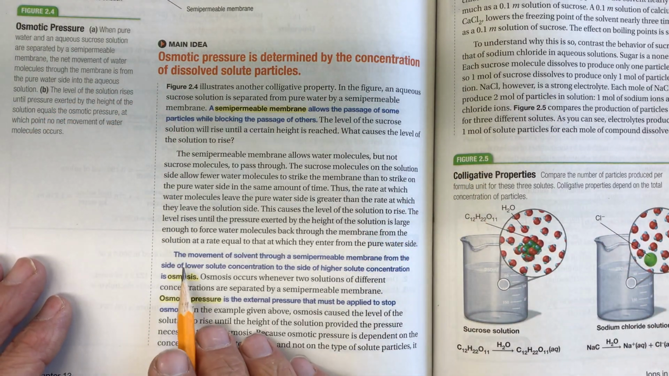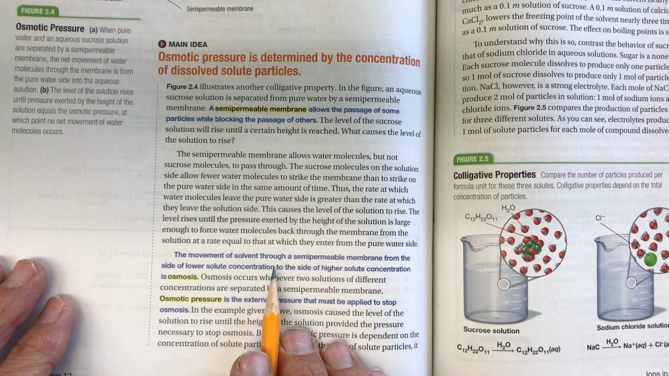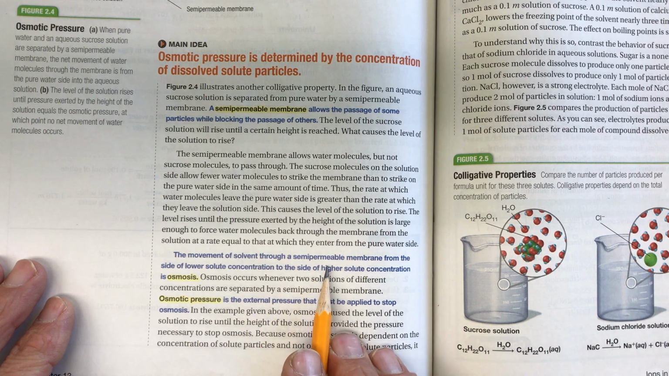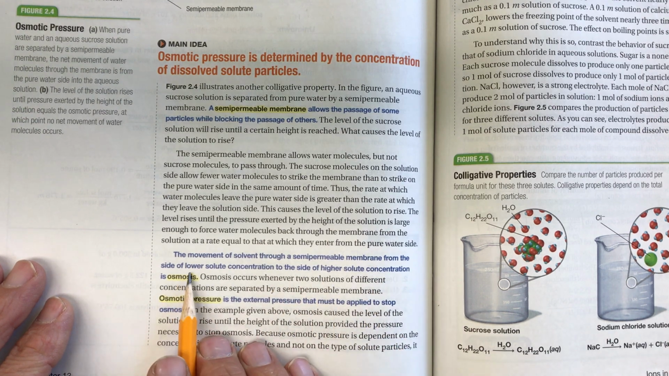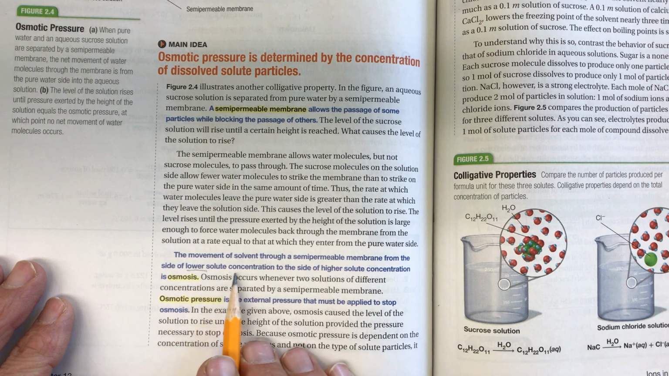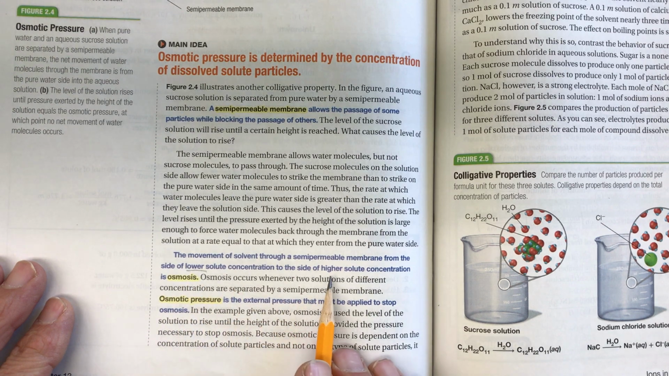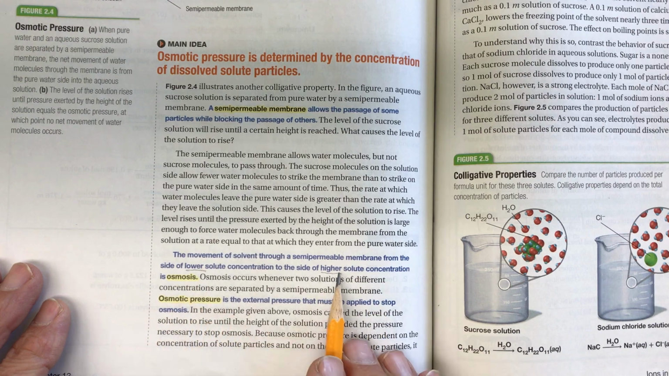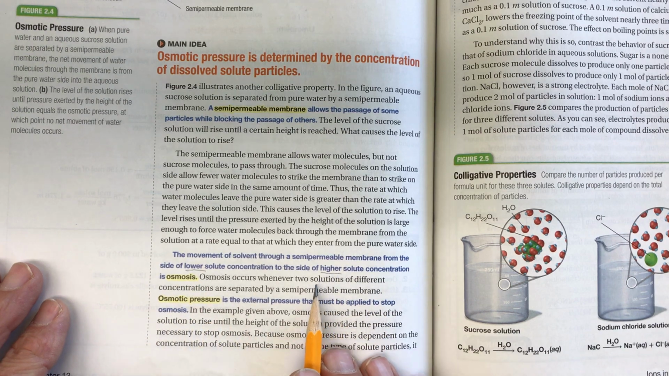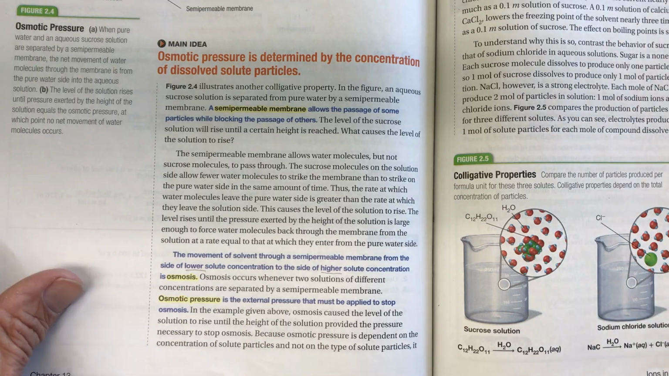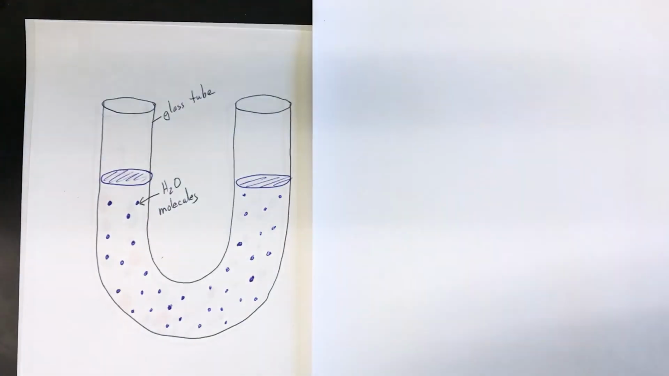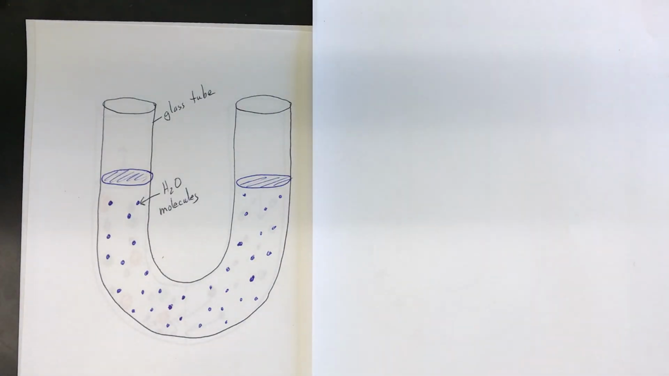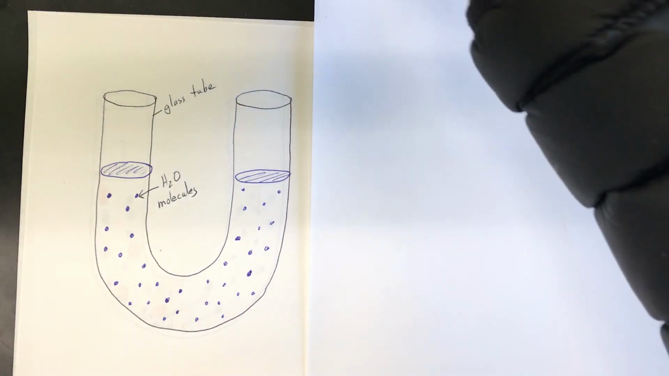So what is osmosis? It's the movement of a solvent through a semi-permeable membrane from a side of lower concentration to the side of higher concentration. That's osmosis, from lower to higher concentration. And we'll talk about osmotic pressure in just a moment. But first, let's take a look at this drawing similar to the one you have in your book.